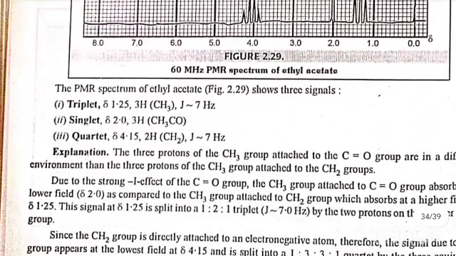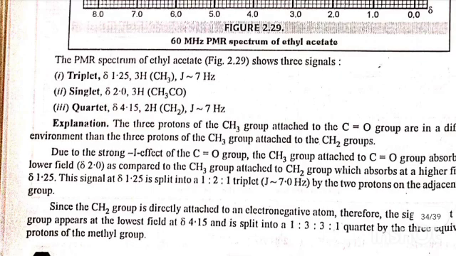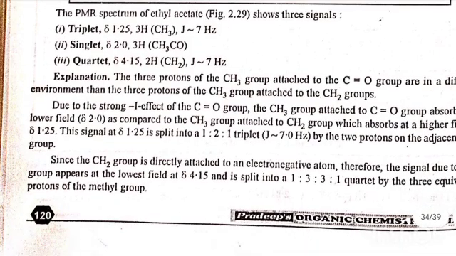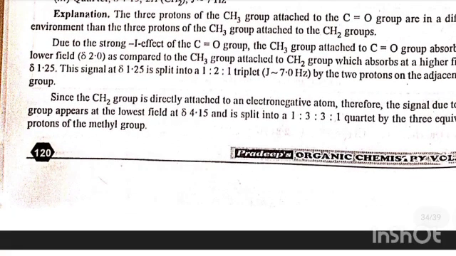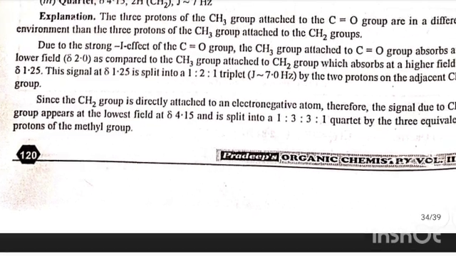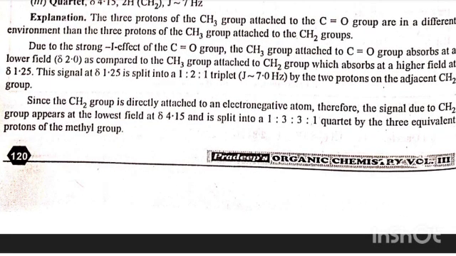Ethyl acetate. The PMR spectrum of ethyl acetate shows three signals: a triplet at delta 1.25 for 3 protons, J nearly equal to 7 Hz, a singlet at delta 2.03 for 3 protons, and a quartet at delta 4.15 for 2 protons, J equal to 7 Hz. Explanation: the 3 protons of the CH3 group attached to the C double bond O group are in a different environment than the 3 protons of the CH3 group attached to the CH2 group.